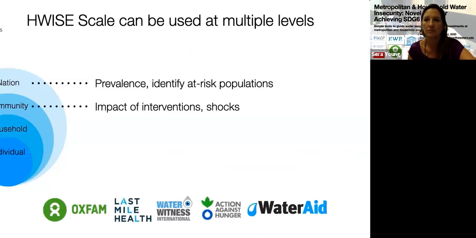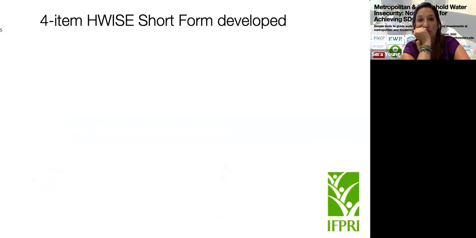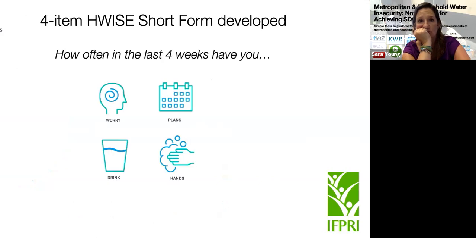At the community level, we can look at the impacts of interventions or shocks. These can be economic shocks or climate shocks. And a number of agencies are already implementing HWISE to look at the impact of their interventions. We can also use HWISE to understand the consequences for well-being. And this is happening in Nepal with USAID. IPA is doing this in Ghana. IFPRI has used the shorter form, the HWISE short form, to look at the impacts of COVID in West Africa.